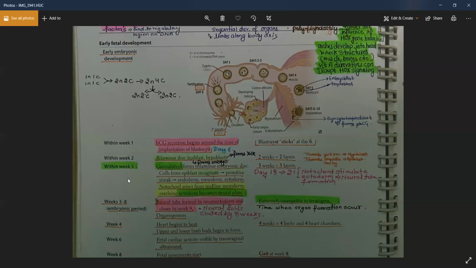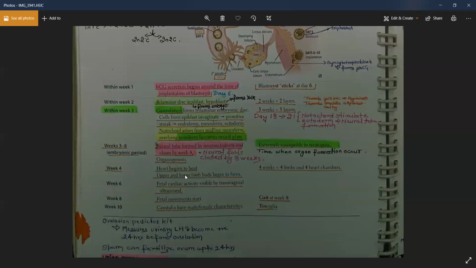So let's discuss what organs form in this 3 to 8 weeks. On week 4, you have the formation of the heart. This heart begins beating at week 4, and so only after week 4 can you listen to the heartbeats of the fetus.